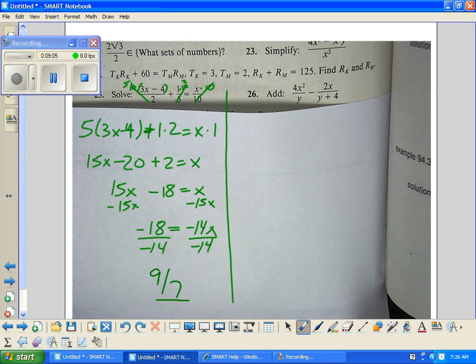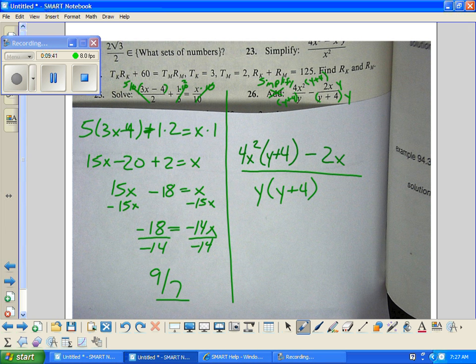On problem 26, it says add. It also could say simplify if you want it. All right? And if I'm going to simplify this from 2 terms to 1, I need a common denominator, which I'll quickly identify as y times y plus 4, because these are not the same. You always have to multiply. So I'll have to multiply both the top and bottom, y plus 4, and y plus 4. And here I'll have to multiply by y and y. And I'm left with 4x squared times y plus 4 minus 2xy. No like terms, so that's the answer to problem 26.